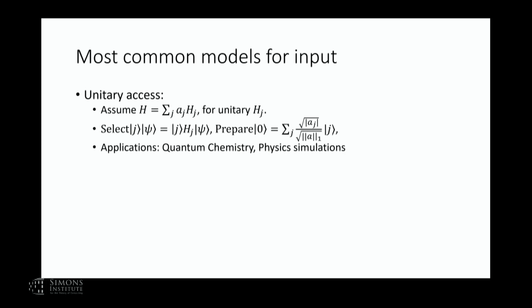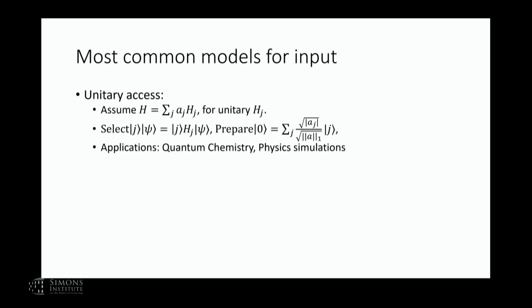One of the easiest ones, I think conceptually, is a model I don't think has a formal name, but I'm going to call it unitary access here. The idea basically is, assume your Hamiltonian is a sum of a bunch of different unitary matrices, where these A_j are just some coefficients. So you might think, all right, this doesn't sound all that natural. When do you have a decomposition into a sum of unitaries?